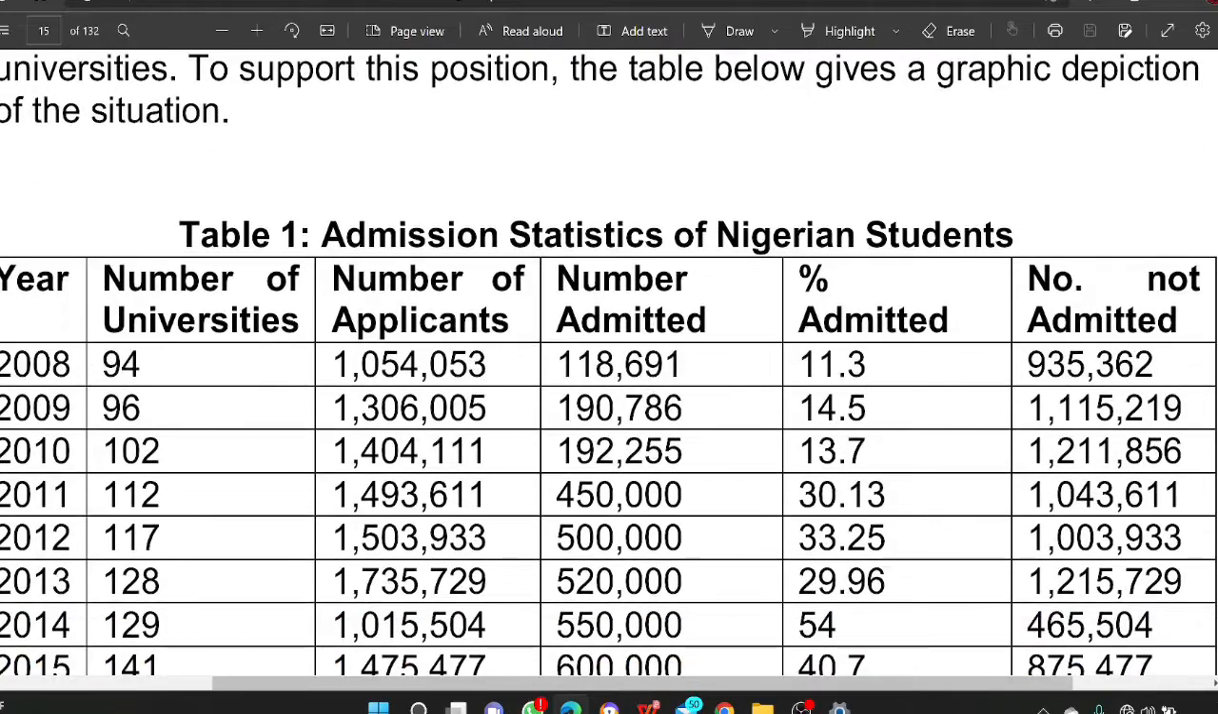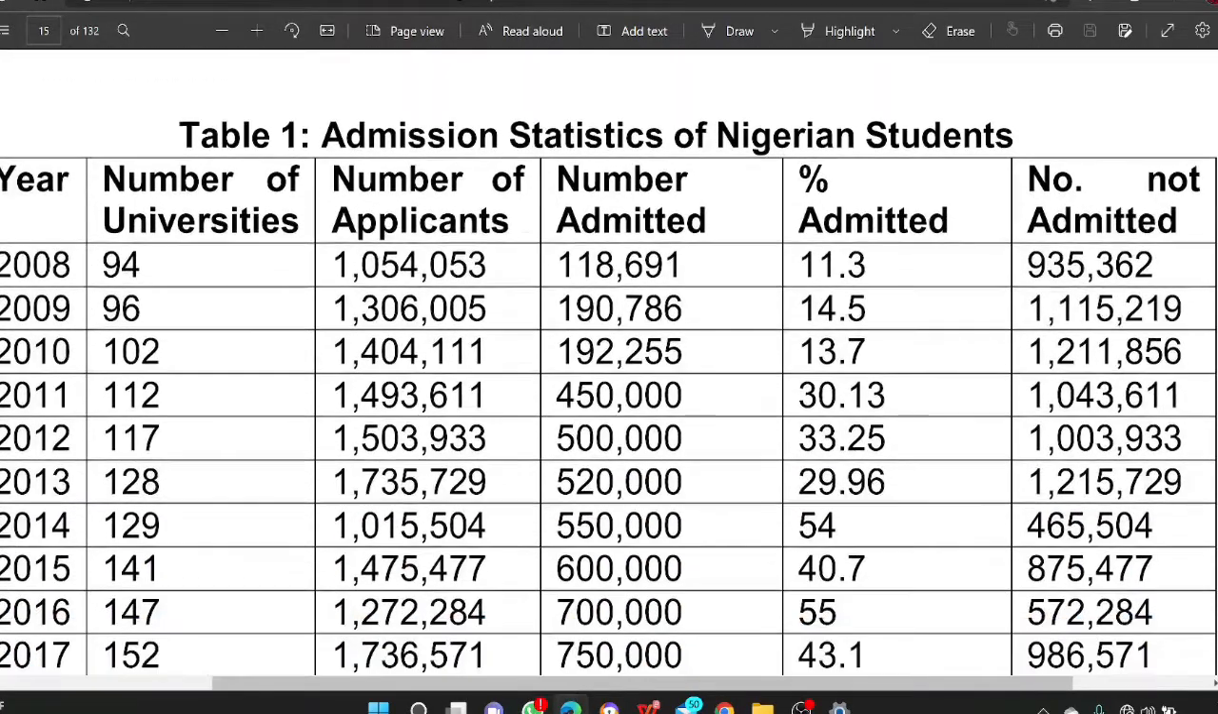We have a table displayed below. We have admission statistics of Nigerian students. We have the year, number of universities, number of applicants, number admitted, admitted percentage, and number not admitted.